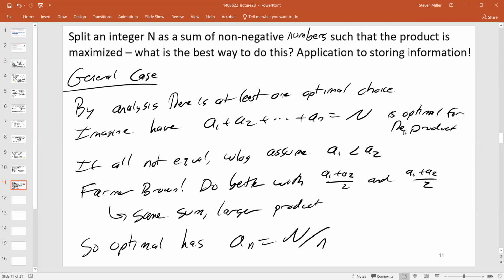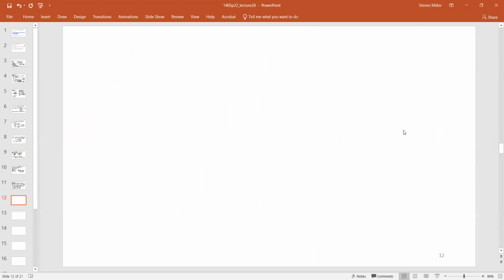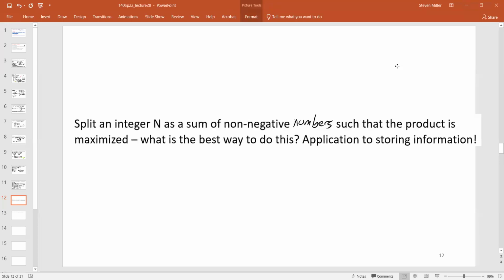So far, so good. And again, this is mathematics at its best. We're being lazy. We always, always, always try to reduce to something we already know. We know how to handle the case when there's just two. So let's just try to reduce to them. If they weren't all the same, then two of them have to be unequal. And for the two that are unequal, we can make it better by just replacing each with the average. Okay. So now we're getting closer.